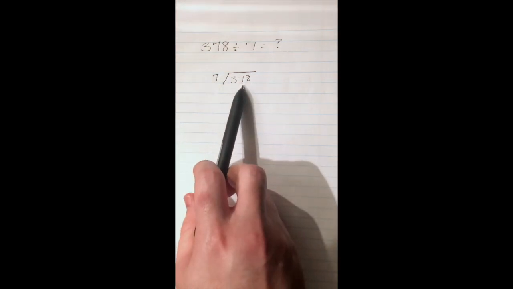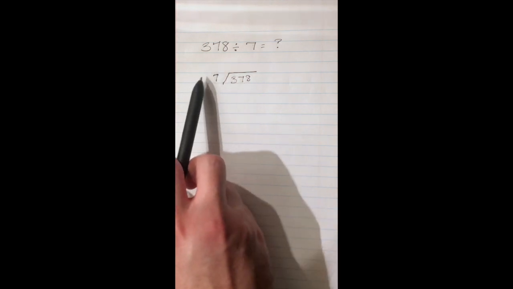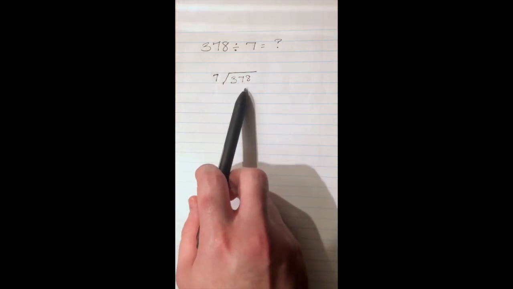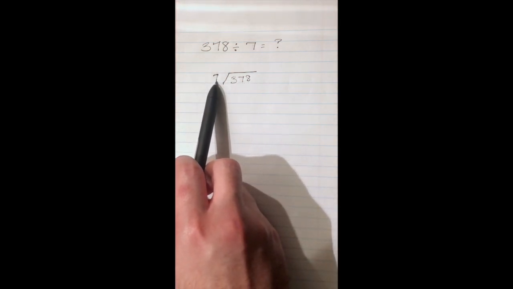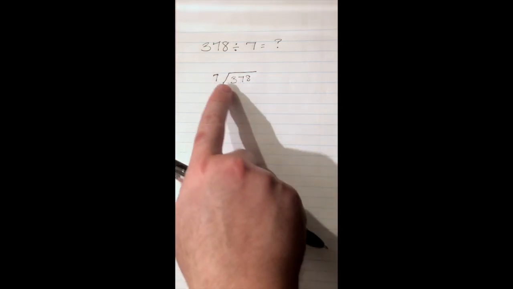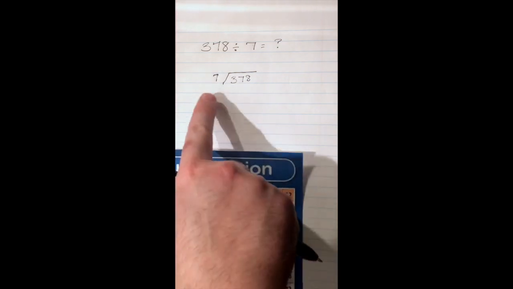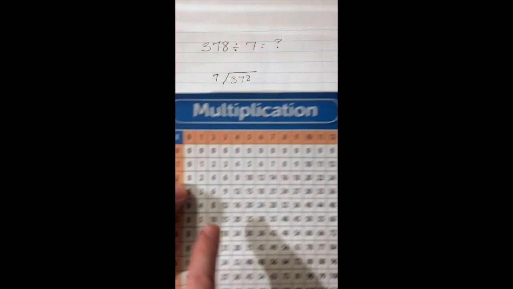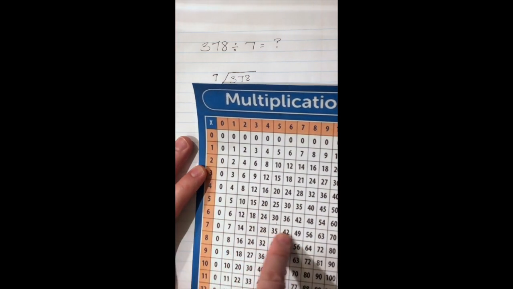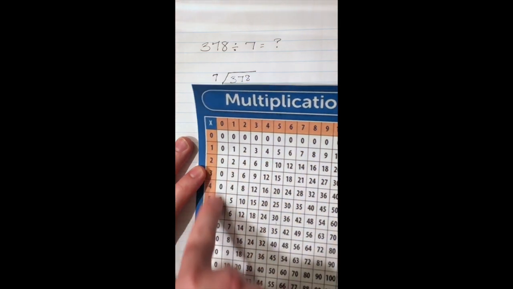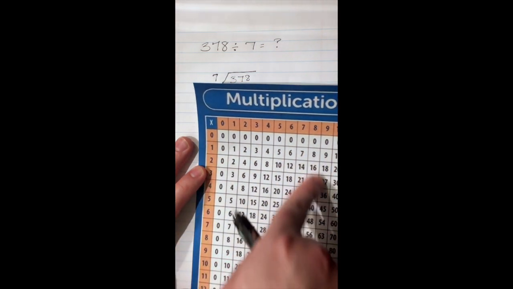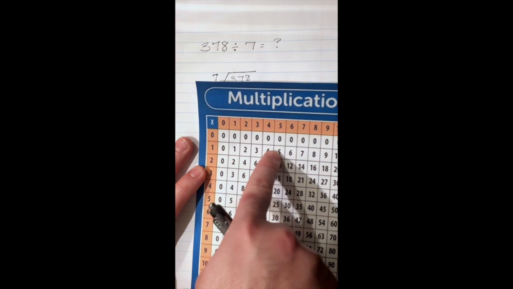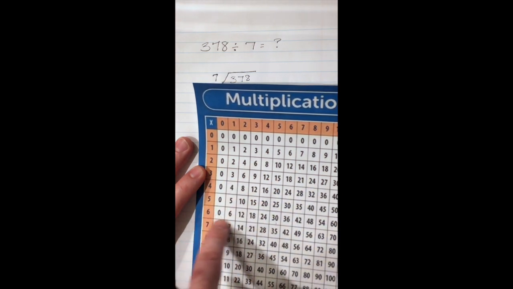When you use the long division method, you start from the inside and go out. You read 378 divided by 7. Now that I have it set up as a long division problem, I'm going to use this divisor on my multiplication chart right here. I'm going to pretend that my multiplication chart is a large train station, and each row of numbers is a train track.